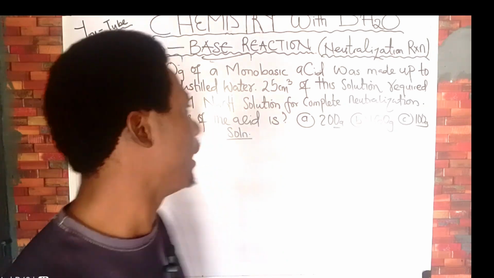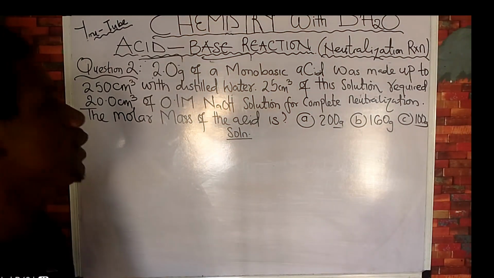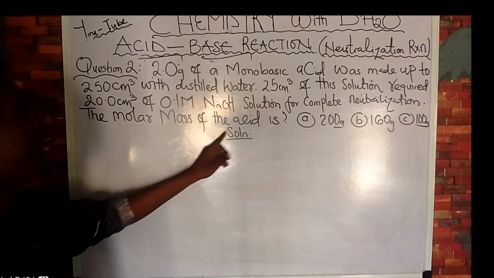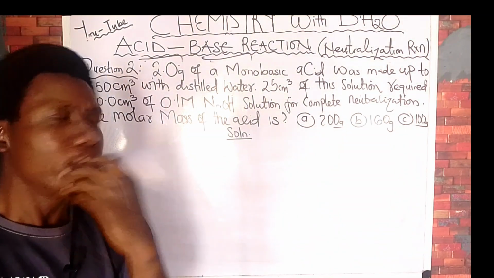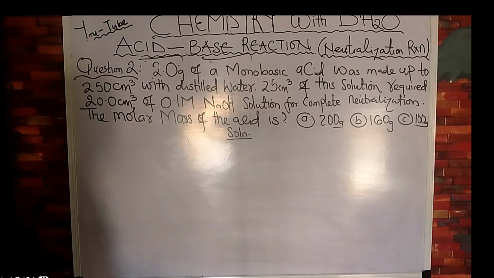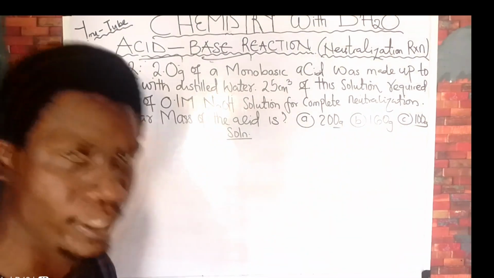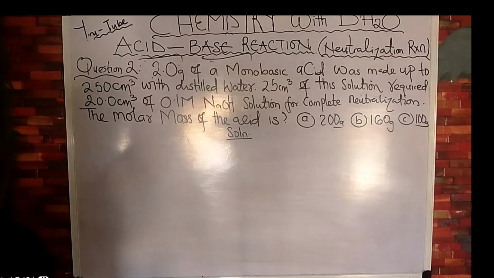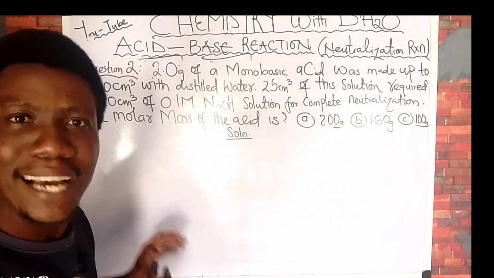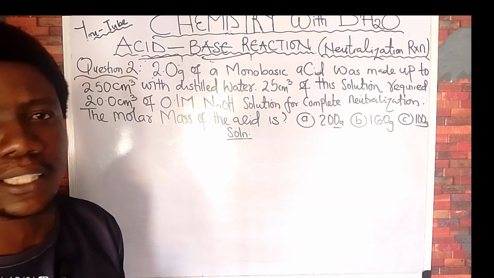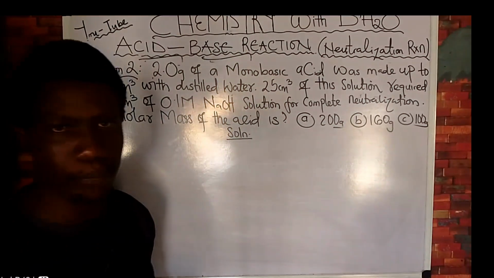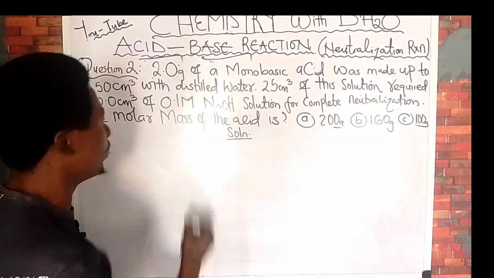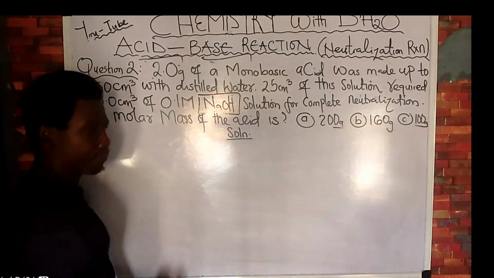But here's the problem. The question says that we should calculate what? The molar mass of the acid. What is the molar mass of the acid? Wow. This question, if you come across this question in your exam, how will you solve it? Very easy. Remember that if I have a monobasic acid, that means an acid that has one hydrogen atom and is to react with a base. Let's look at this base carefully. The base is sodium hydroxide.